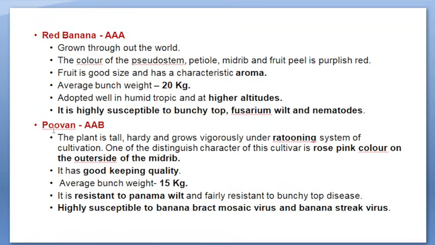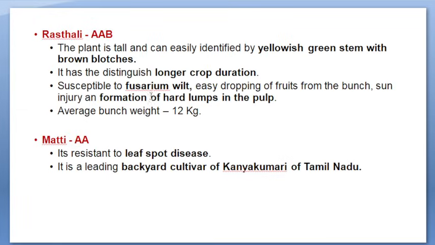Next variety is Poovan. It has AAB genomic constitution, is also suitable for ratooning, and has good keeping quality, but the yield is a little bit less. It is resistant to Panama wilt, but it is susceptible to banana viral diseases. Rasthali also has an AAB genome.